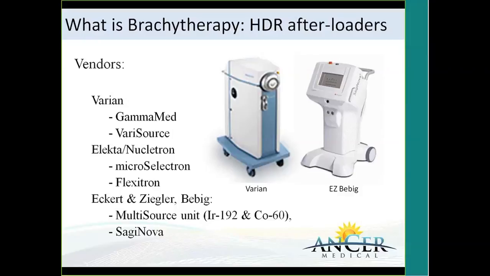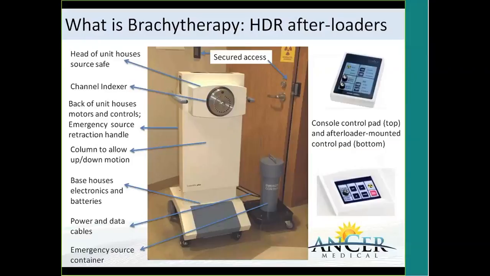So the source is housed in the safe behind this indexer, and it extended through those channels, through those little holes in the indexer. The machine can go up and down to reach the patient, depending on where the patient is. The base houses electronics and spare batteries, so power that is fed into the afterloader is used to charge the batteries, and the operation is done off battery power, which is more stable. Also, in the case of loss of power or in case of an emergency, the power from the batteries is used to retract the source into the safe position. So this is also a safety consideration.